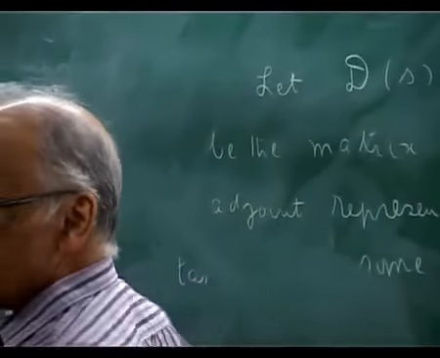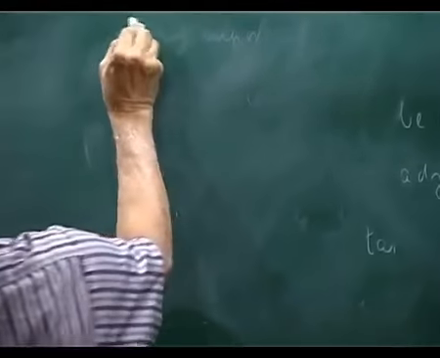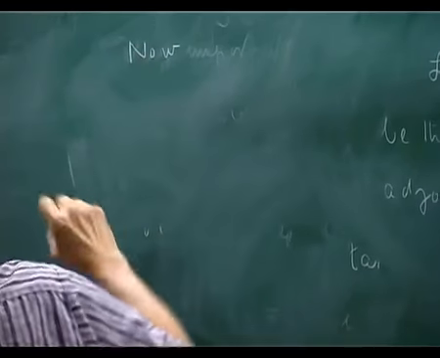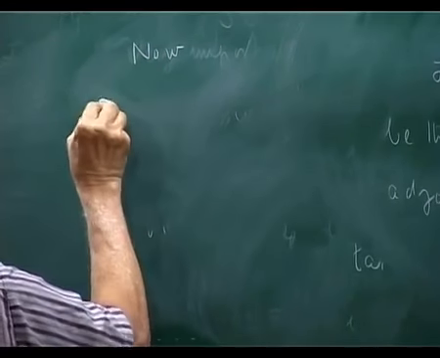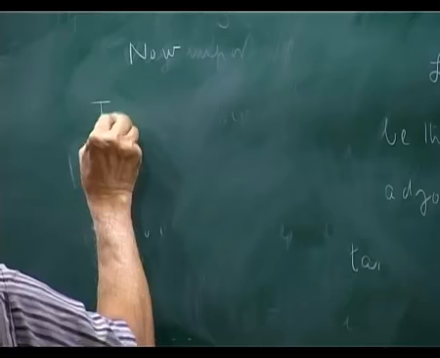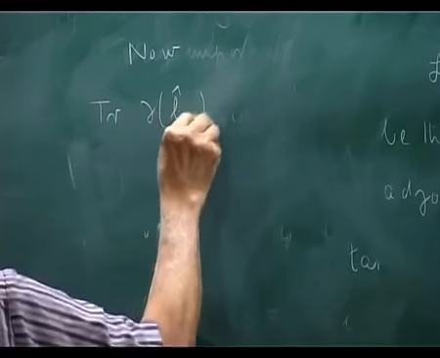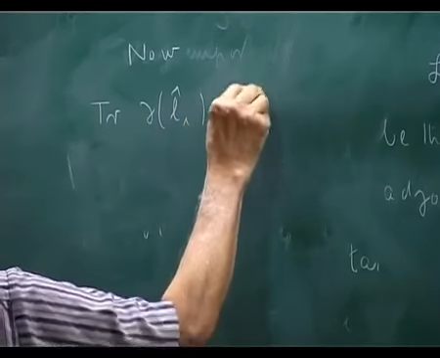Now let me look at the following thing. Trace of gamma of L hat I, gamma of L hat j.